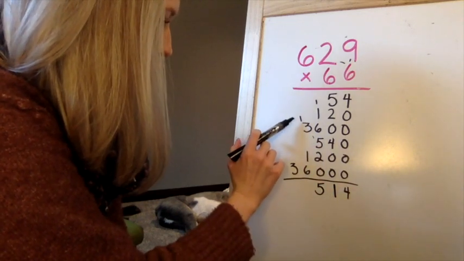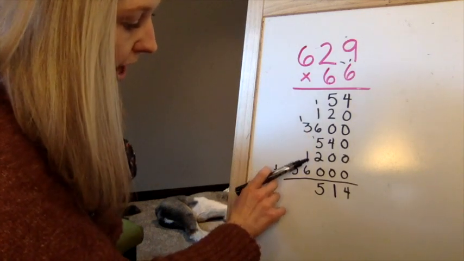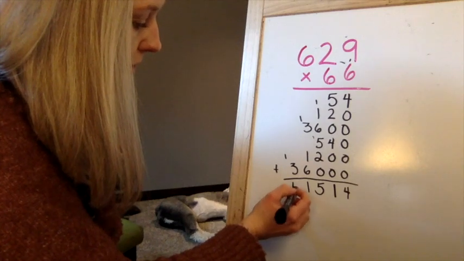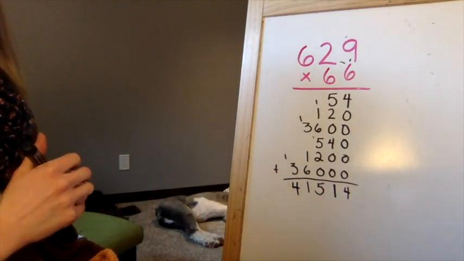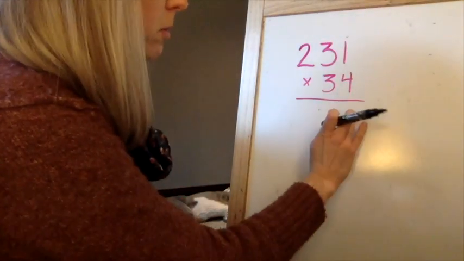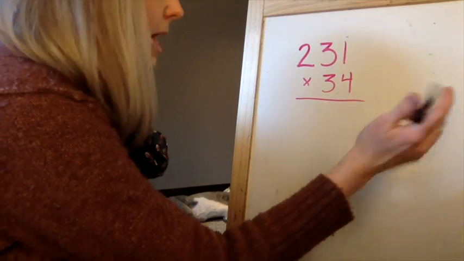15. Now I have 1 and 3 is 4. 1 more is 5. 5 and 6 is 11. And 4. So I have 41,514. 1 times 34. So same thing, I'm going to do partial products. If you have a different strategy that you are more comfortable with, use that.